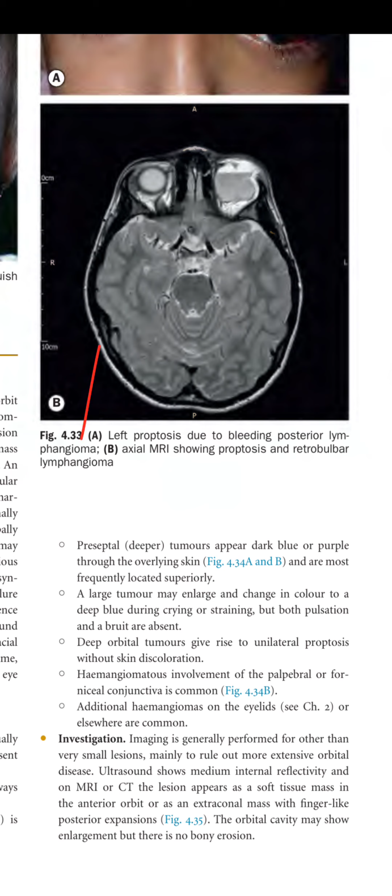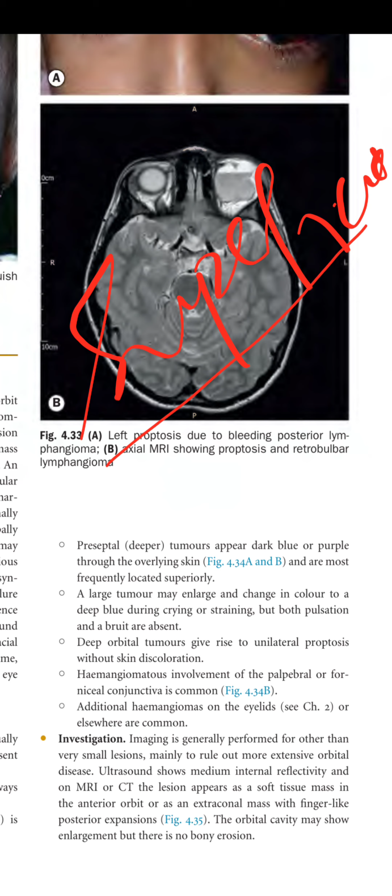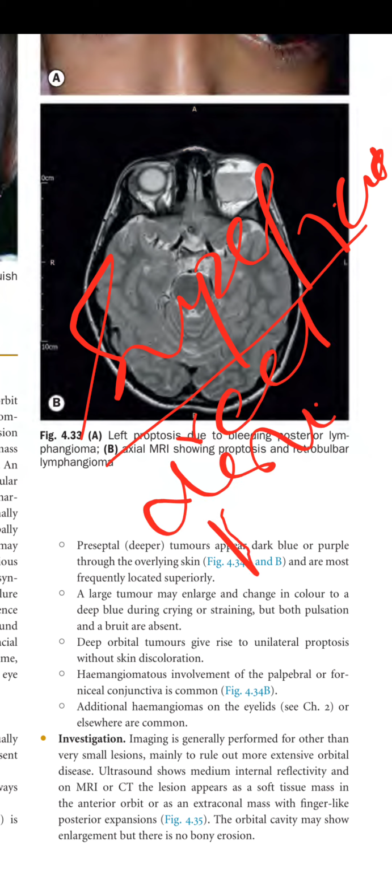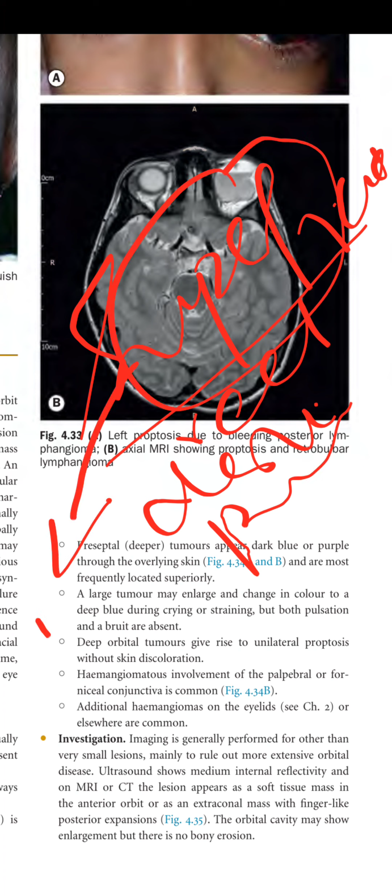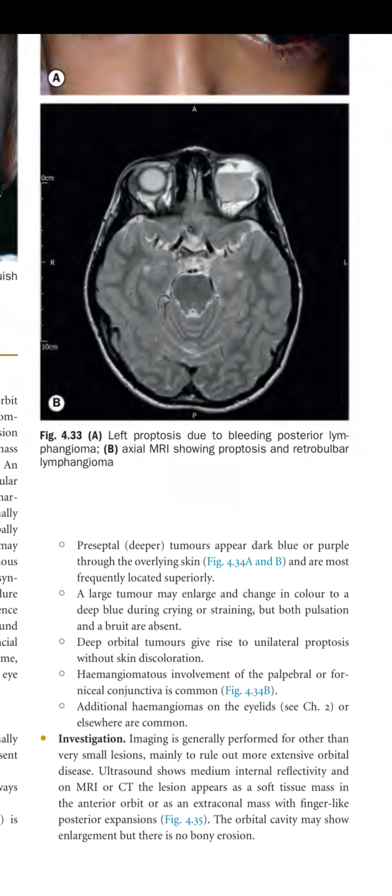So you know that there can be the superficial capillary hemangioma, which is present superficially in the skin and is red in color, whereas the deeper lesion is purple or blue in color. The superficial capillary hemangioma blanches on pressure, and it also increases on the Valsalva maneuver. A large tumor may enlarge and change in color to deep blue during crying or straining, but both pulsation and bruit are absent. Deep orbital tumors give rise to a unilateral proptosis without skin discoloration.